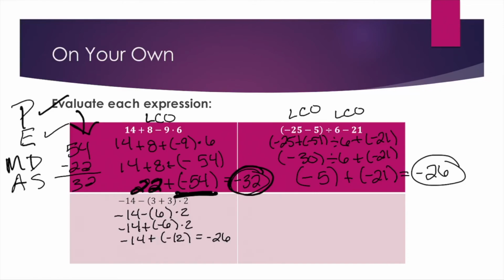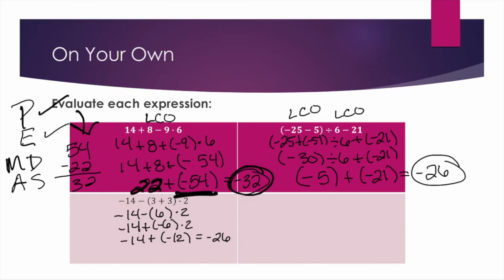And finally, I have -14 minus the quantity of 3 plus 3 times 2. Now here, you might be tempted to LCO right away, but I'm not going to LCO right away. I'm instead going to do what's inside the parentheses first, because it's hard to understand what to LCO when you've got something in parentheses. Like, what is the opposite? So I'm just going to wait. So I do what's in parentheses first, 3 plus 3, which is 6. And now I have negative 14 minus 6 times 2.